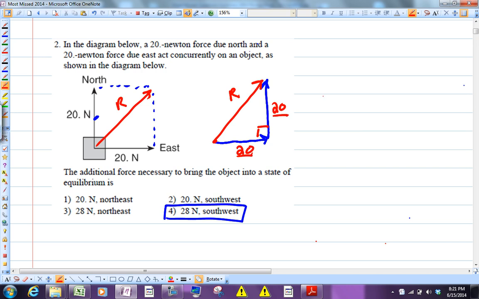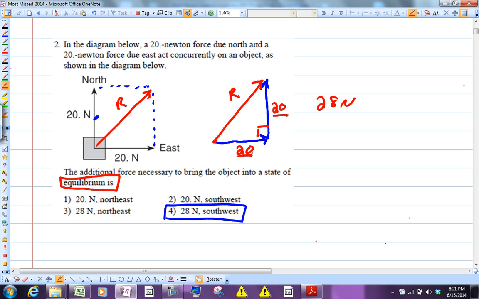I'll skip that. People are usually good at this. You should get 28 newtons. That part people were good with. What they got wrong was the direction. Most people said northeast, and they correctly added the vectors, but you have to read the question. It says, what additional force is necessary to bring the object into equilibrium? In other words, what's the equilibrant?